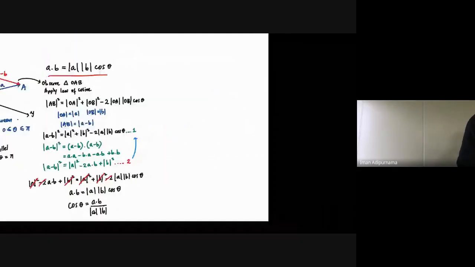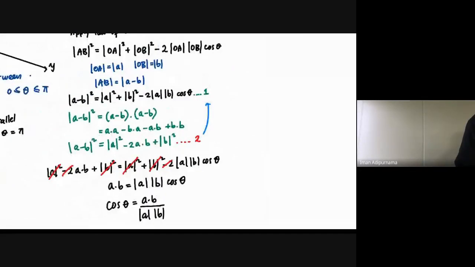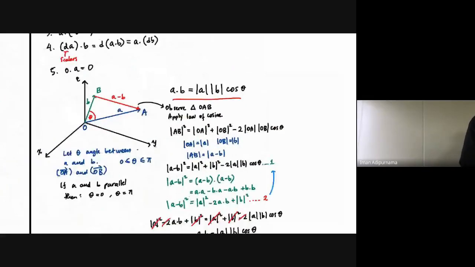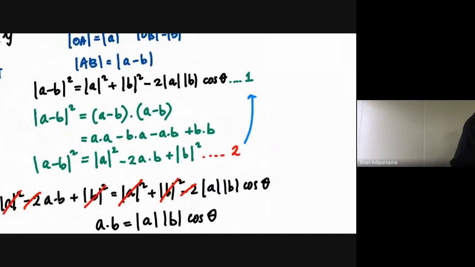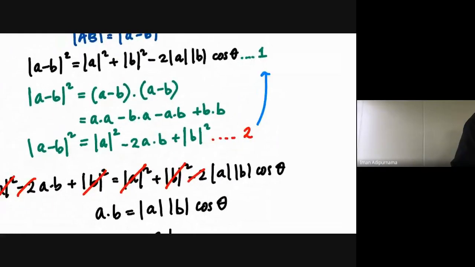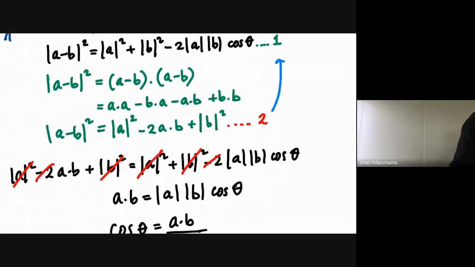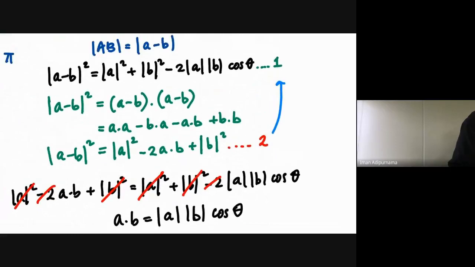Okay, still related to the angle. Oh, by the way, any questions before? Do you want to look at this for the last time? So basically, you are using the triangle, using the law of cosine, and then trying to make the law of cosine out of the theta.